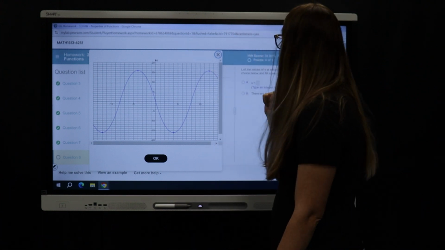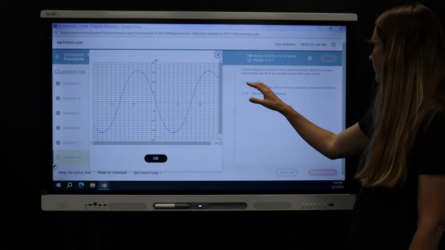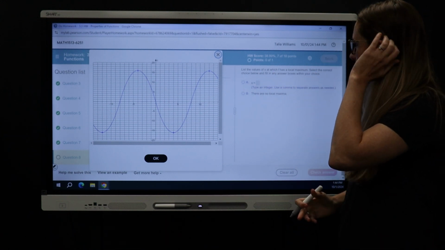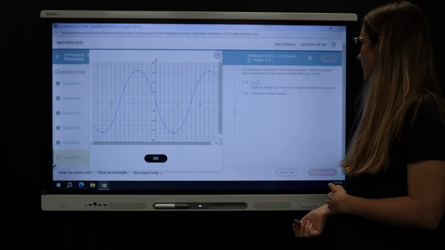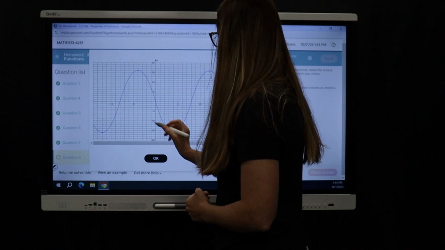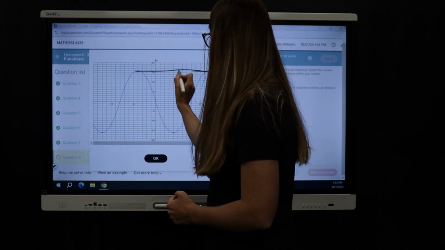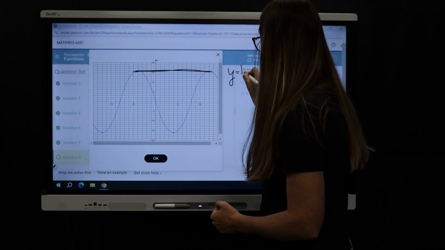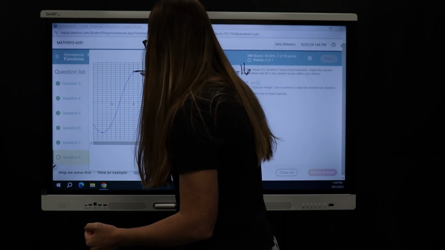They're pretty short. List the values of x at which f has a local maximum. Select the correct choice below and fill in any answer boxes within your choice. Values of x at which f has a local maximum. They said max, so it's 16 there. Why is it 16? That's not what it's asking. But they want to know this x value, so we need to make sure we know what they're going by.